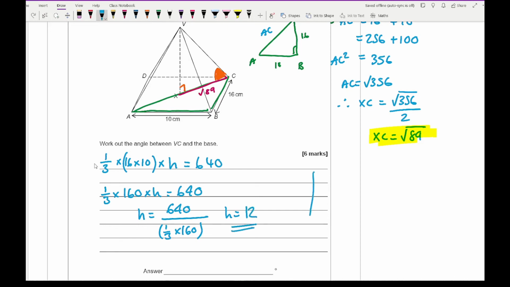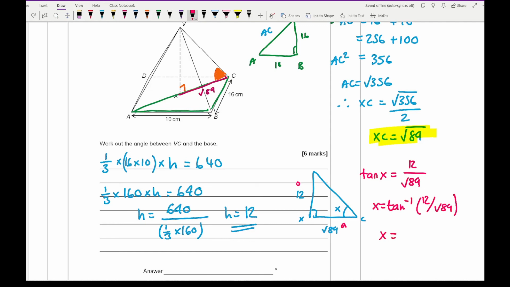So then looking at this triangle, which I'm going to draw rather poorly, this is the angle that I need to find, which is x. I know the height now is 12, and x to c is root 89. So then using SOHCAHTOA trig, I've got O and A, so I've got to use tan. So tan x equals 12 over root 89. So x equals the inverse of tan of 12 over root 89. So x gives me a final answer of 51.8 degrees, rounded to 1 decimal place. And that concludes the end of this paper.